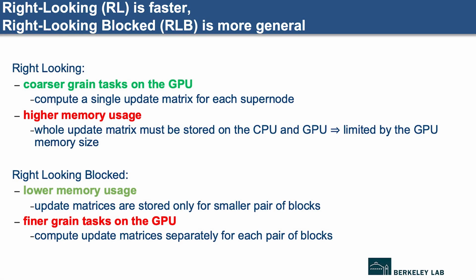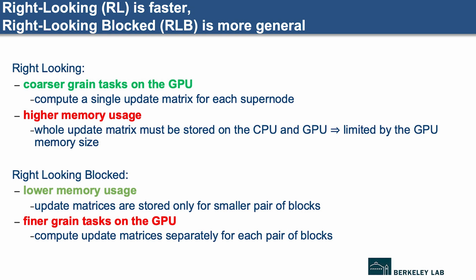So when we compare our two proposed algorithms, right-looking and right-looking blocks, we can see that the right-looking has coarser grain tasks on the GPU because it computes a single update matrix for each span. So these tasks may be easily parallelized by the library on the GPU. However, its memory usage is higher because the whole update matrix will be stored on both CPU memory and GPU memory. So actually, this method is limited by the GPU memory size.